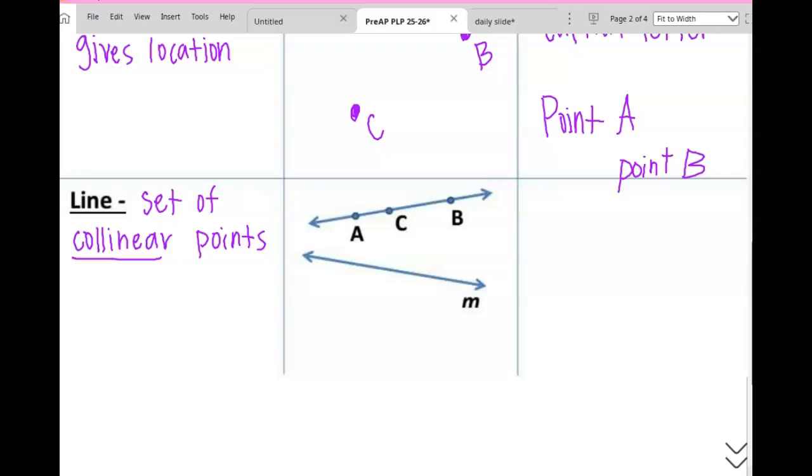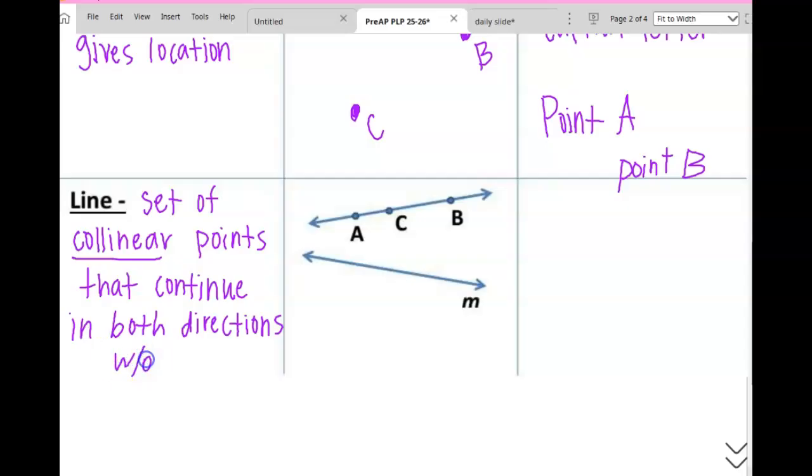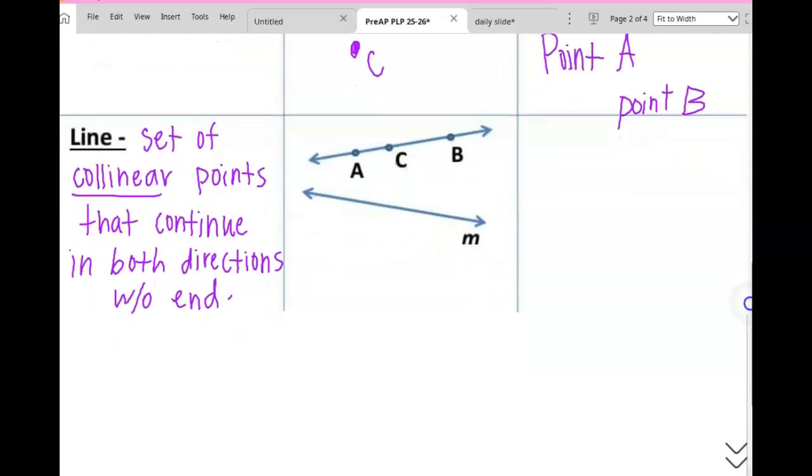What did you learn last year in Algebra 1 about lines? What do the arrows mean? That it continues. In which direction? Is it up or down? Just in both directions. It could be up, down, left, right. In both directions without end. Okay. What's another word for without end? Infinite. Infinitely. Good job.